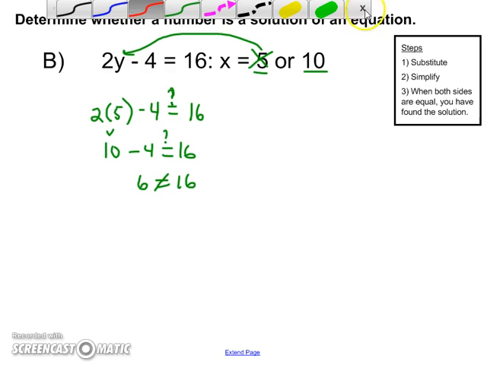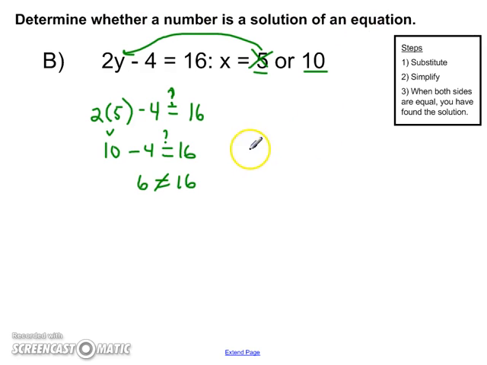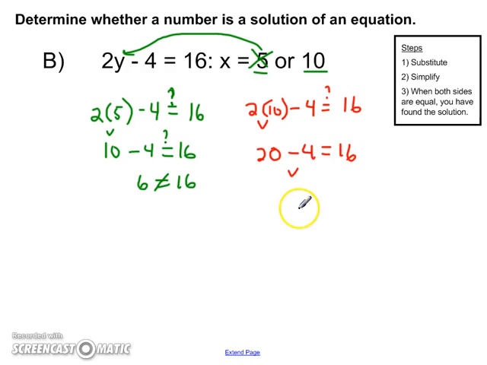So let's go ahead and check and see if 10 satisfies this or not. So I'm going to put 10 in for y now. So I've got 2 times 10 minus 4 equals 16. And we're again checking to see are these equal. Well, 2 times 10 is 20. And 20 minus 4 is 16. Does 16 equal 16? Well, you bet it does. So my solution in this case is 10.